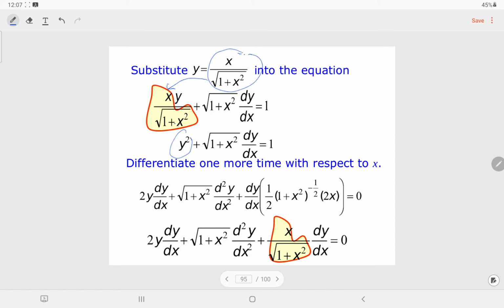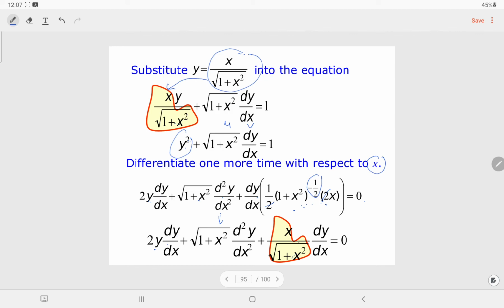Since we need to find the second derivative, we need to differentiate one more time with respect to x. Okay, so differentiate y squared, so 2y dy over dx. This is u, this is v, u v prime plus v u prime. Just now it goes to 0, and then 2y of dy over dx plus this one. Since here it is power of negative half, it is equivalent to this, so this one we can cancel out.